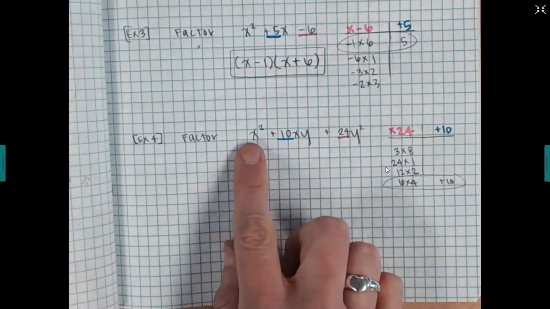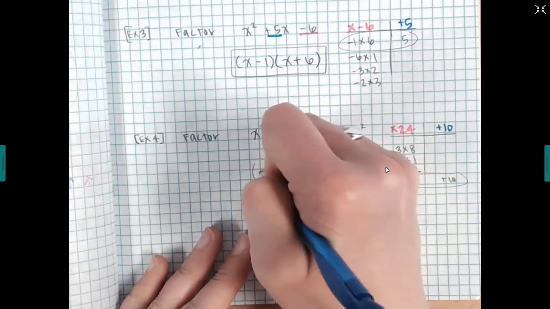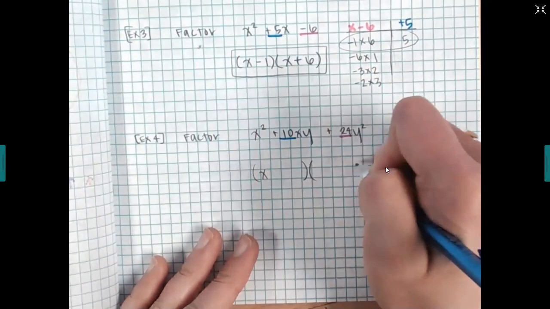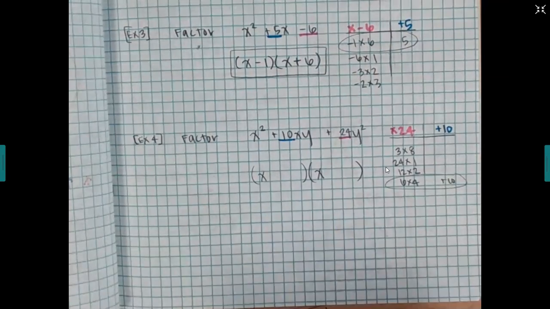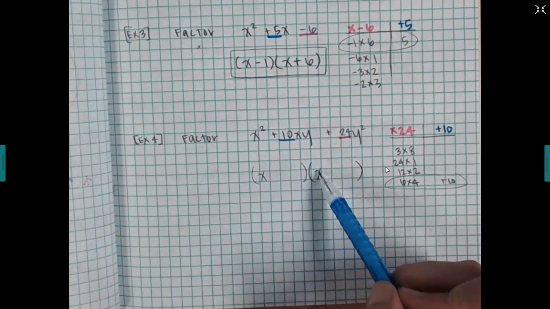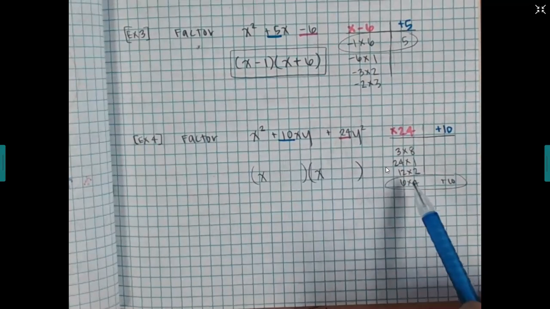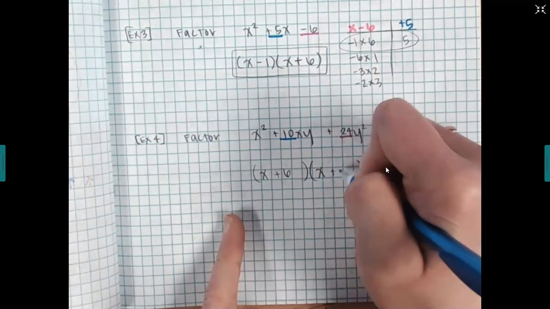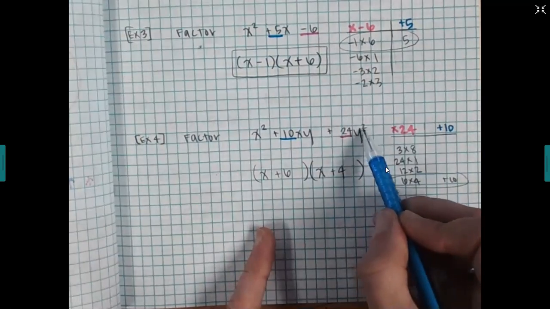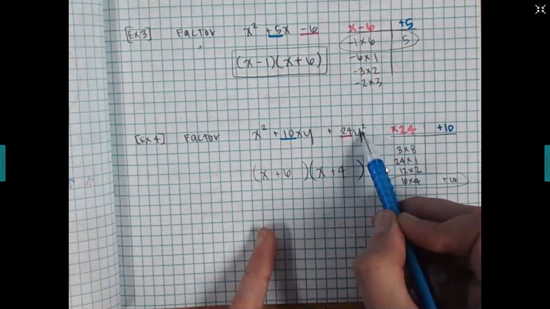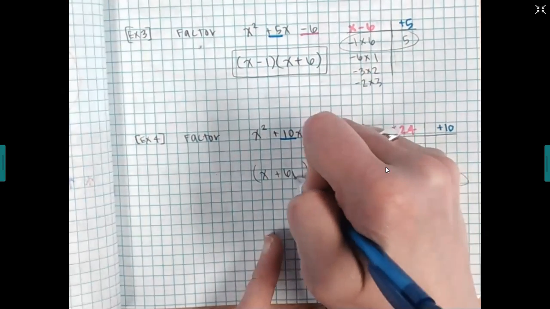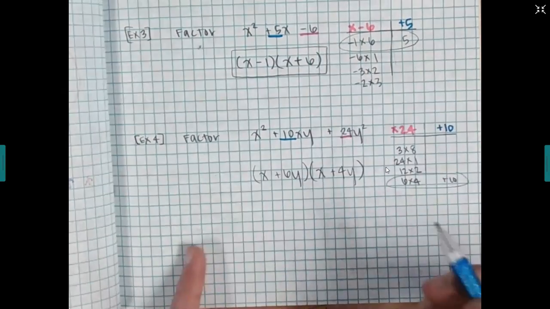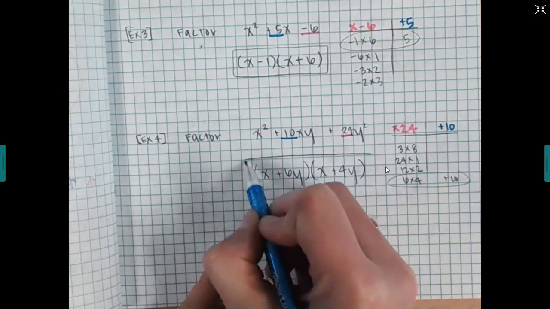Now, my x squared is still there. So I know that my first part of my binomial is still going to be x, because I still have to multiply those to get my x squared. And then I know that I have to have a plus 6 and a plus 4. But what is important to notice now is that I have this y squared that's also there. And so each the 6 and the 4 have to have y's with them as well. So this is my answer.